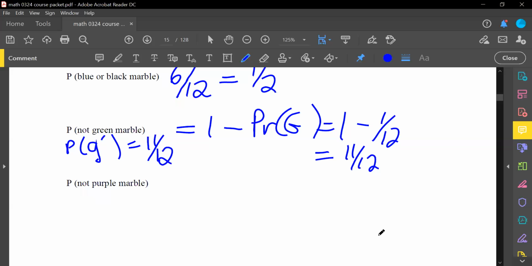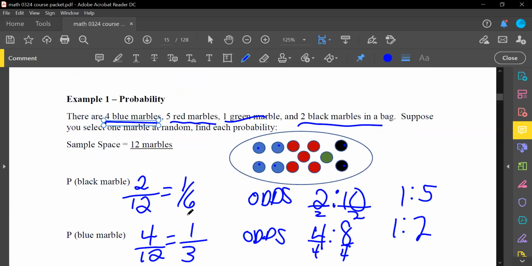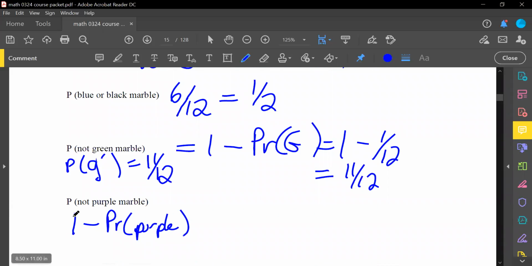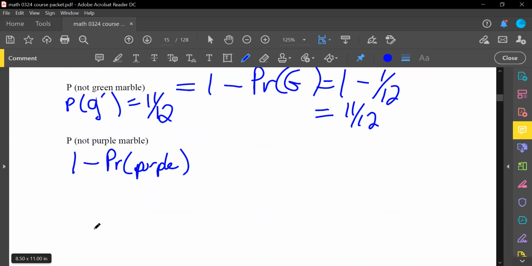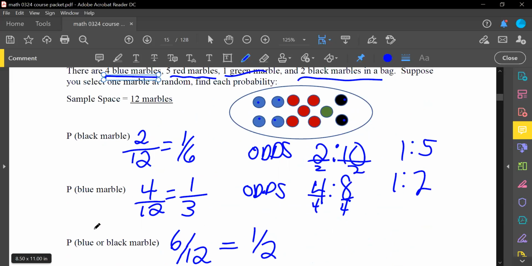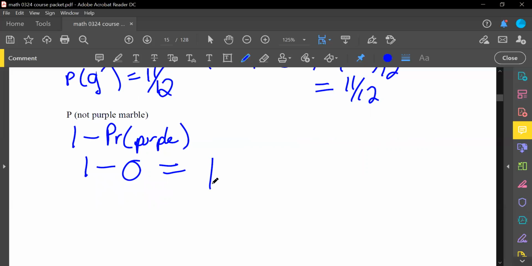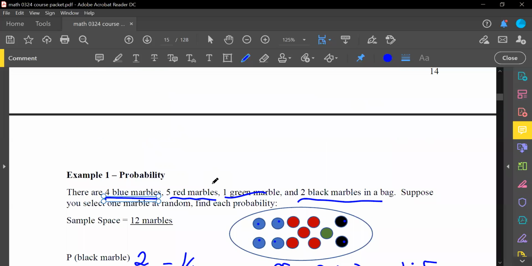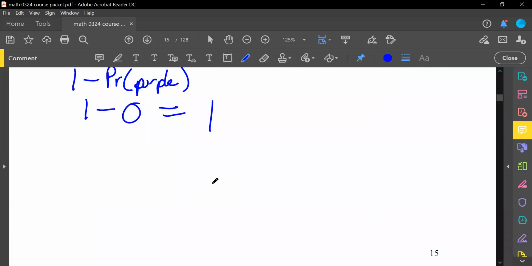So we'll do it this other way. The probability that it's not purple would be 1 minus the probability that it is purple. Let's see, purple. How many? Wait, whoa, there's no purple marbles in there. Okay, so a different kind of situation. How many purple marbles are there? There's 0, right? So the probability of pulling a purple marble would be 0. 1 minus 0 is 1, so it's 100%, of course. I'm not going to pull a purple marble because there are no purple marbles in the bag. Okay, so that's a given.